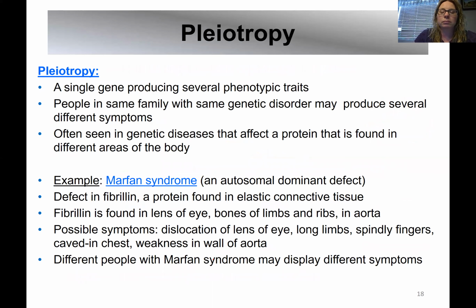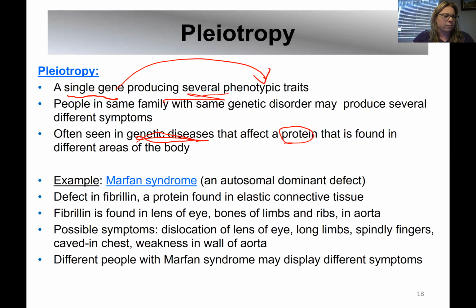Pleiotropy is the idea where typically a single gene has an effect on a single trait. Okay, but pleiotropy is when a single gene produces several different traits. So one gene can cause different traits. A lot of genetic diseases that would include this are when a protein is affected that would have effects throughout the body.